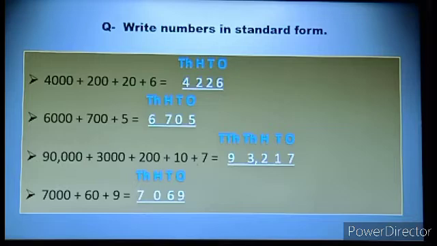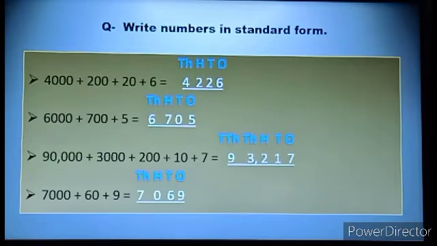Next one is 90,000 plus 3,000 plus 200 plus 10 plus 7. Here the first number is a 5-digit number, so the places should go up to 10,000: ones, tens, 100s, 1,000s and 10,000s. So 90,000, 9 is written in the 10,000 place. 3 is written in the 1,000 place, 2 in the 100 place, 1 in the tens place, and 7 on the ones place. So the number becomes 93,217.